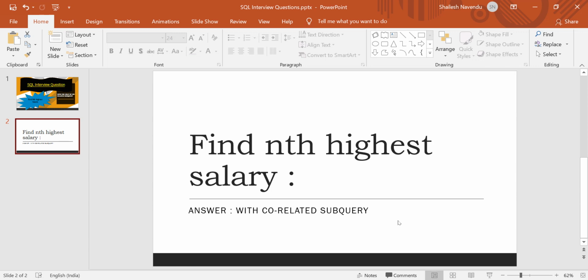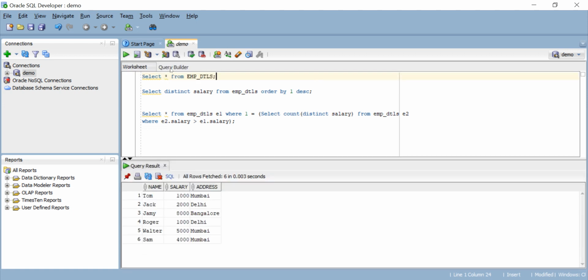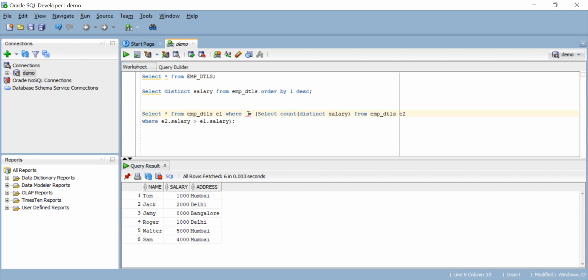So let's quickly switch to SQL Developer. Here, I have taken an employee details table where I have filled in a few row values just to try out our query. Now the query that I have written, that I have given over here, would be n minus 1.